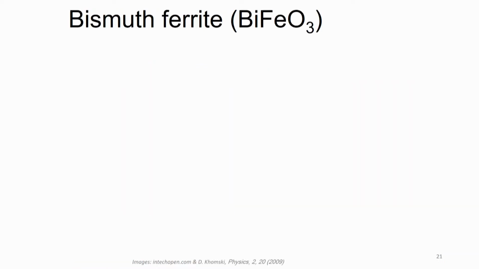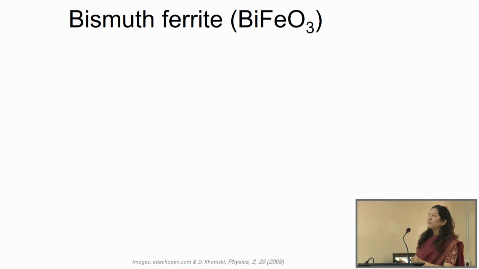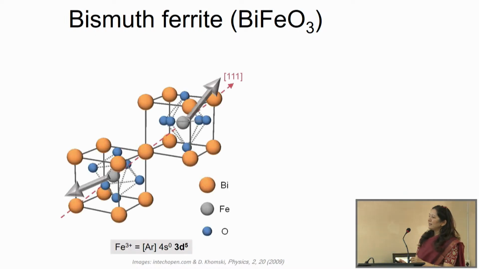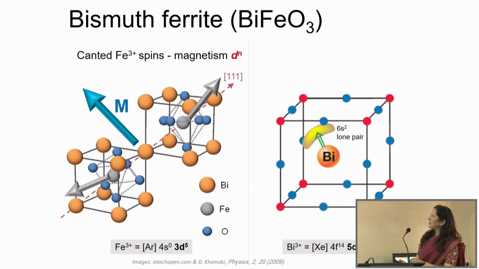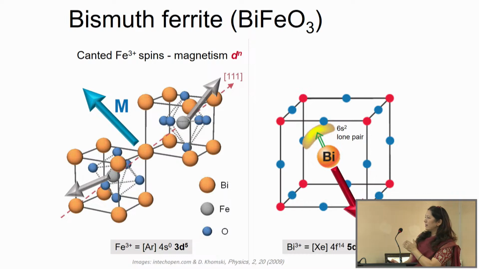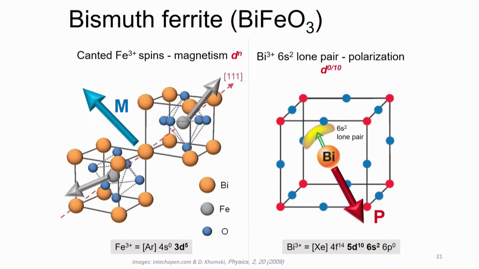Bismuth ferrite is an example which sir discussed yesterday. Here is the example, and iron is the contributing factor for the magnetization in bismuth ferrite. There are two different atoms which are contributing to magnetization and ferroelectricity. Bismuth is contributing to ferroelectricity in bismuth ferrite, and iron is contributing towards the magnetization. Bismuth has a 6s2 lone pair of electrons which is responsible for the polarization, okay.